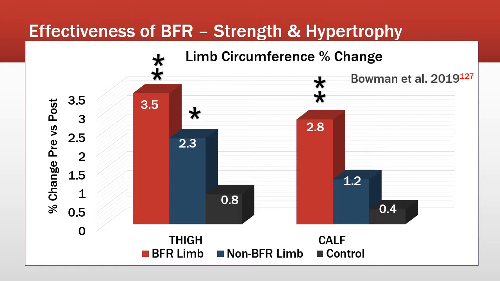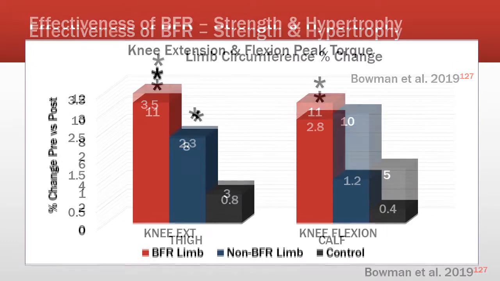The first block of columns you can see is labeled by the thigh, the thickest part of the thigh, and then the calf, the thickest part of the calf, and consistently not only within the BFR trained limb but the contralateral limb showed additional increases in circumference relative to the controls who are doing the same program.